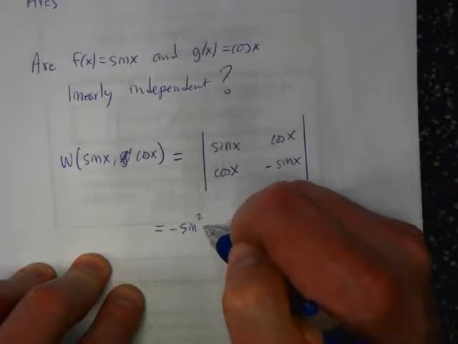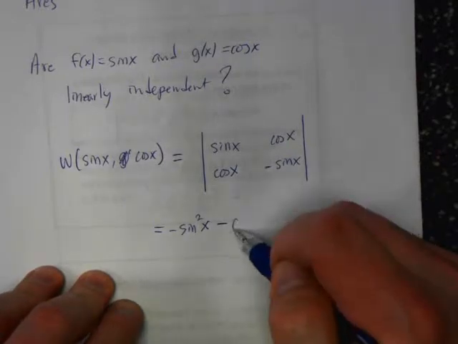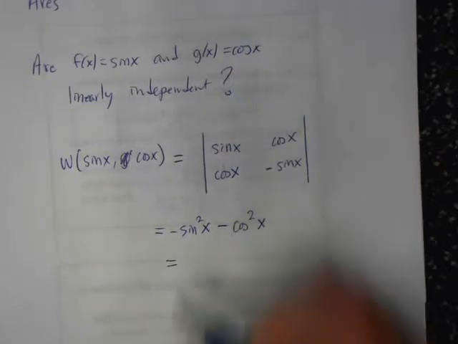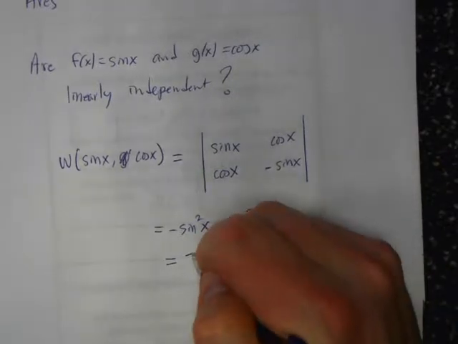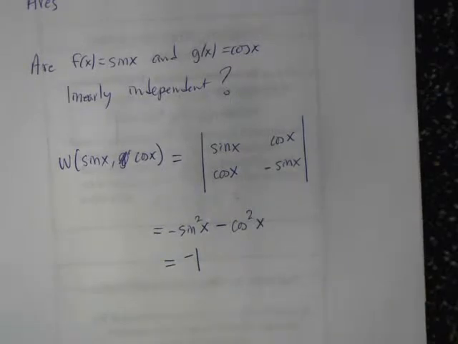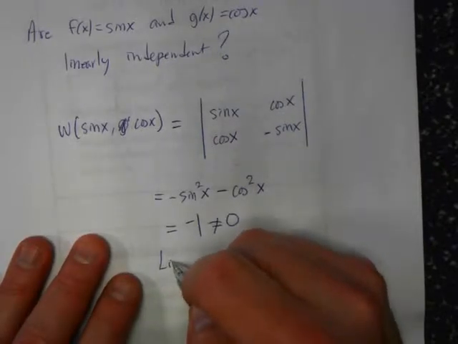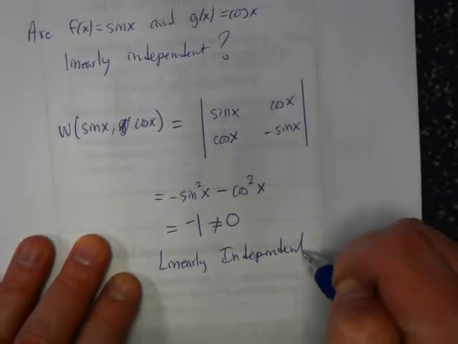Negative sine squared x. Minus, there's always a minus in the middle, you multiply the other diagonal: cosine squared x. Simplify that. What do you get when you simplify that? You factor out the negative 1, then you have sine squared plus cosine squared, but sine squared plus cosine squared is 1, so that's the number negative 1, which does not equal 0. So that tells us that these are linearly independent.